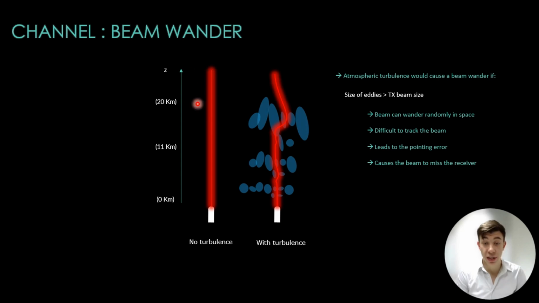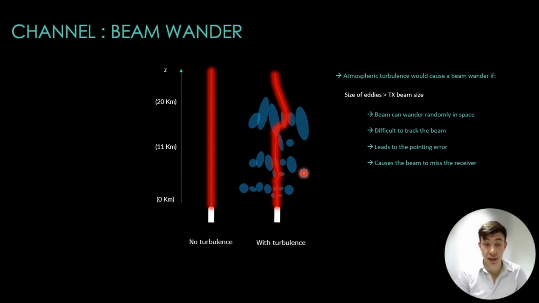Here, as you can see on the left, the beam travels in a straight line, ensuring a strong and stable signal at the receiver. While on the right, the beam's path is erratic, leading to fluctuation in signal strength and potential loss of communication. Beam wander is particularly problematic for long-distance FSO links, where even small deviations can have significant impact on signal quality. We can mitigate beam wander.